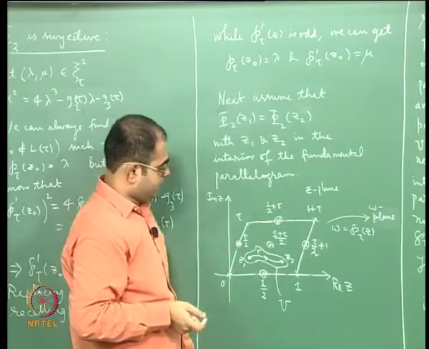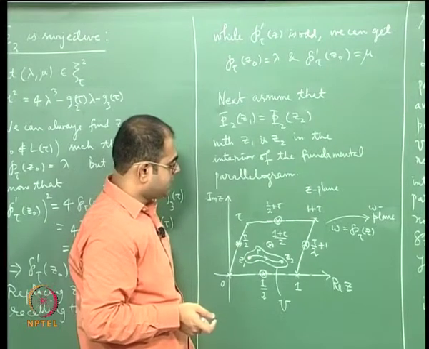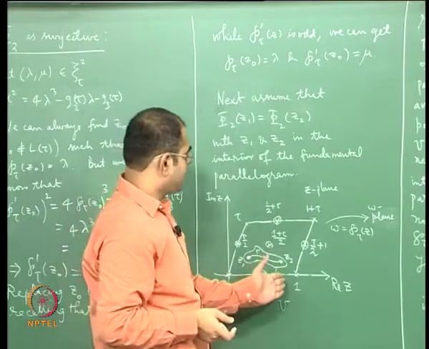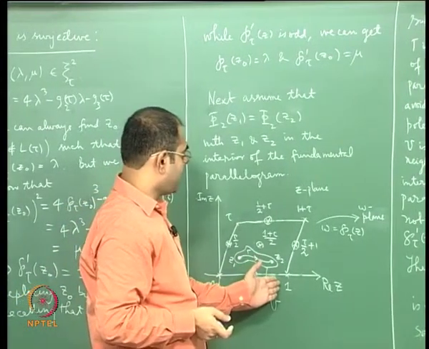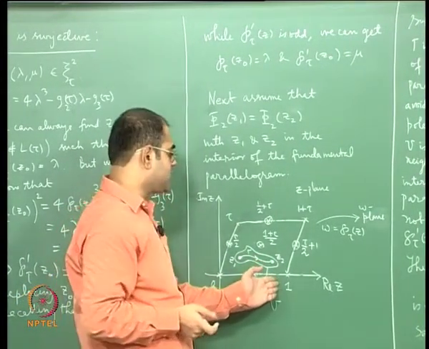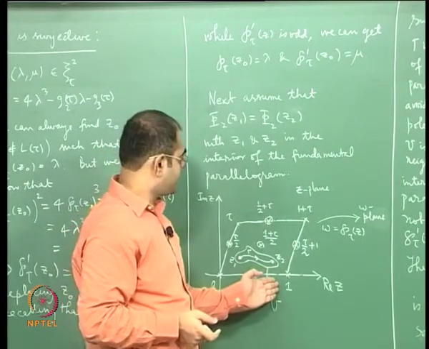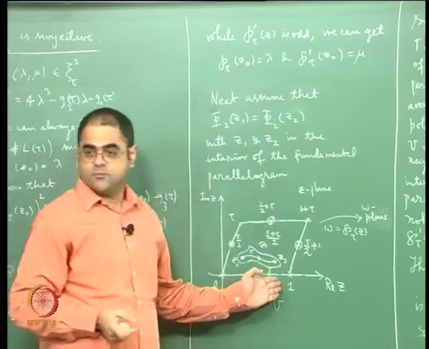So essentially, what this will tell you is that either you will get Z1 equal to Z2 or you will get Z1 equal to a translate of Z2 by plus or minus 1 or plus or minus tau.